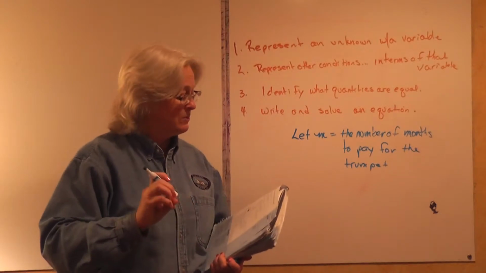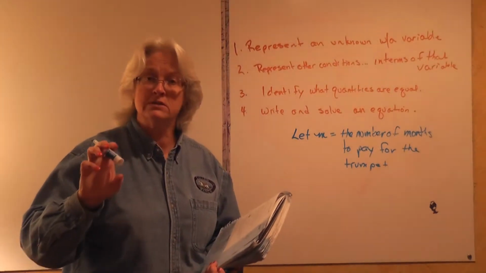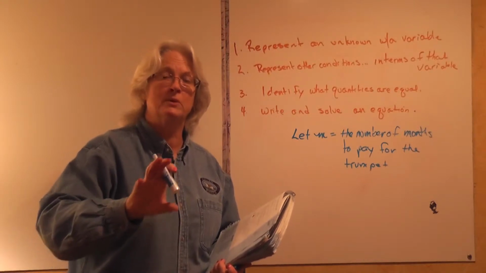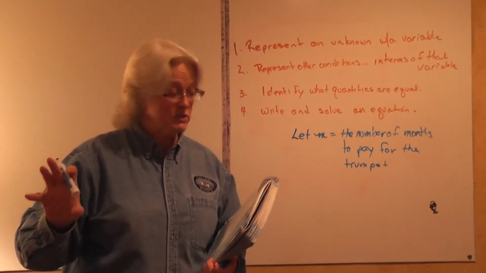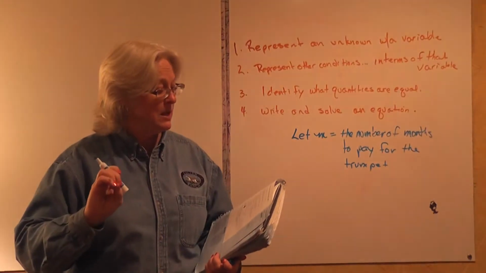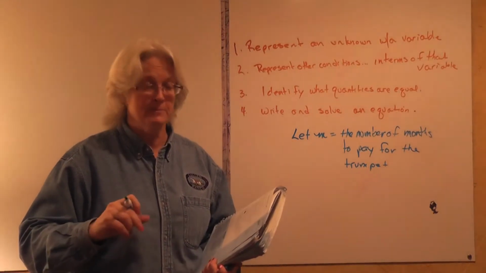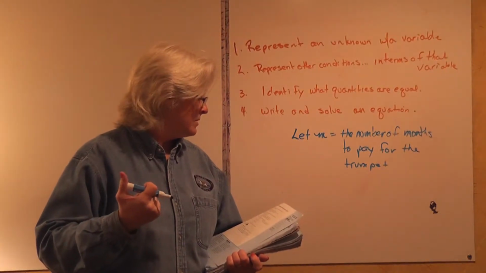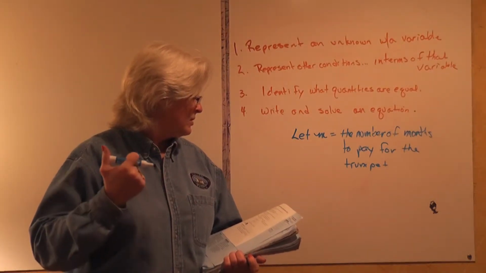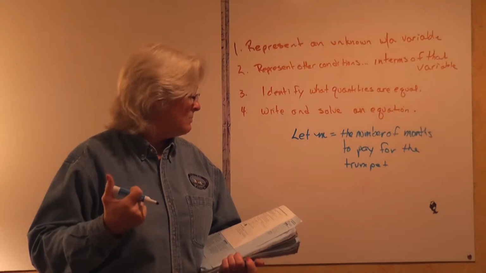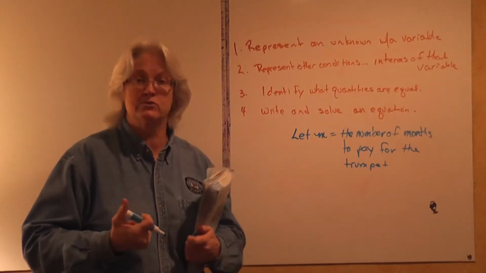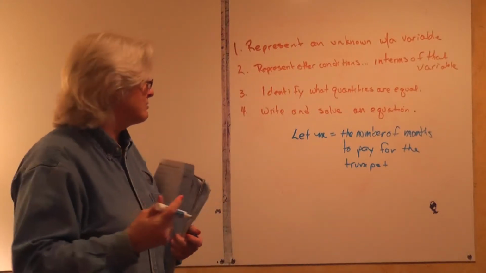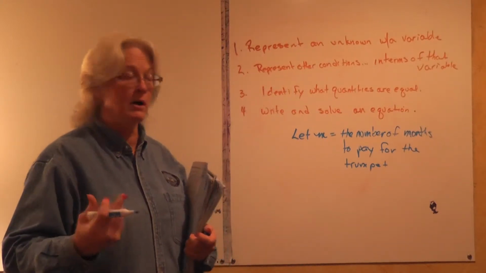Okay, so we see that we have a total price for the trumpet of $298, but that's not how much Tony still owes, because he has paid $46. Now, he arranged to make payments of $28 a month to pay for the trumpet. So how much is he going to pay each month for the trumpet? He's going to pay $28.